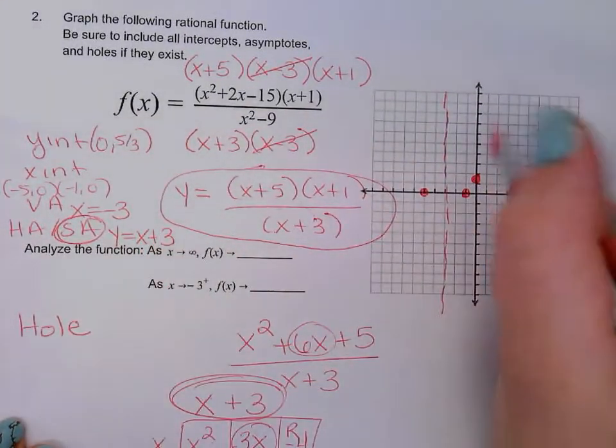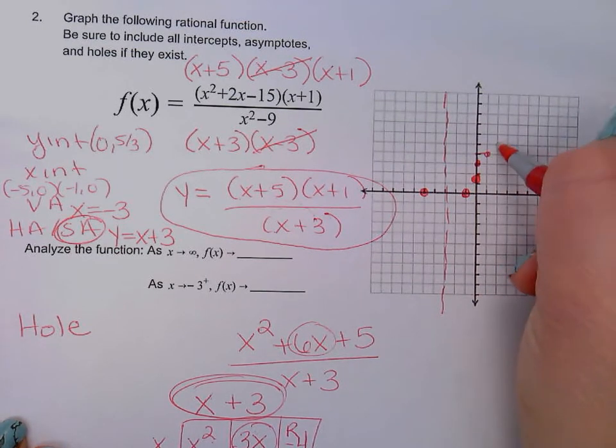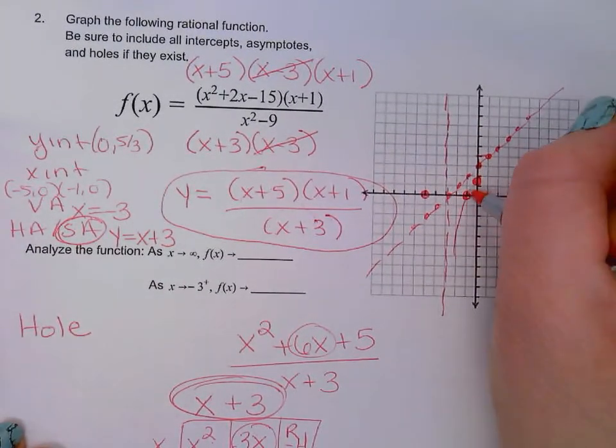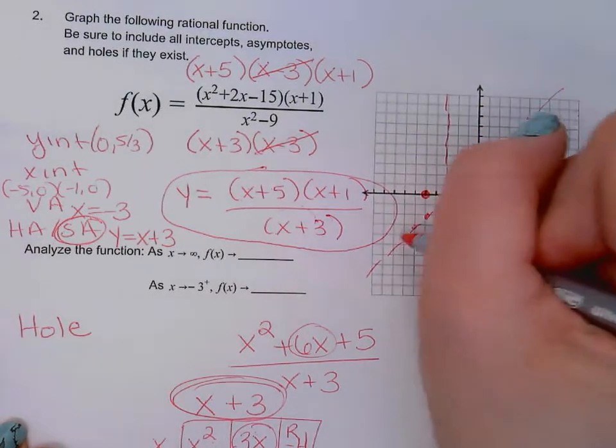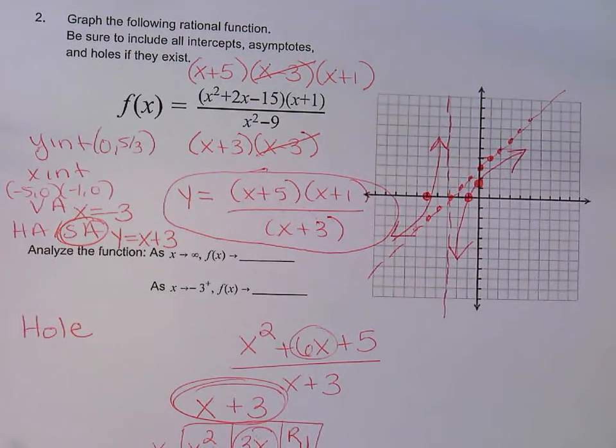So that starts at 3 on the y-axis and goes up 1 over 1, down 1 over 1. So here is my slant asymptote. So I can pretty much see, it looks like this part of the graph goes in this direction, and this part of the graph goes in this direction.